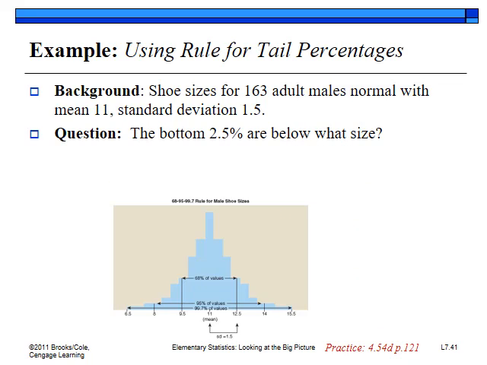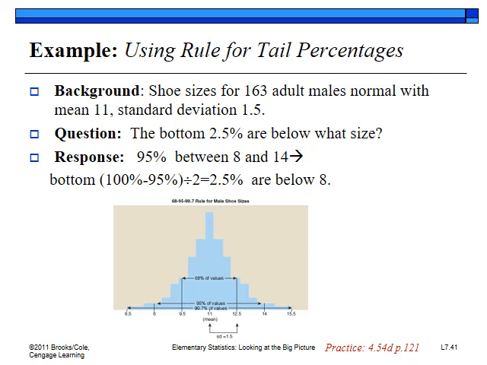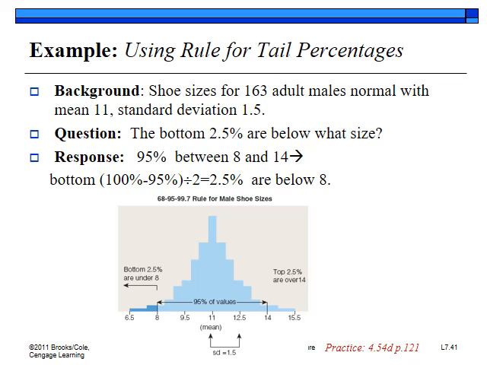A related but slightly different question is, what size marks the top end of the bottom 2.5%? In other words, where would we cut off the left-hand tail so that the area in the tail is 2.5%? Well, we know that 95% of the data fall between size 8 and size 14. That's within two standard deviations of the mean. So half of that, or 2.5%, would be below 8. There's our tail.